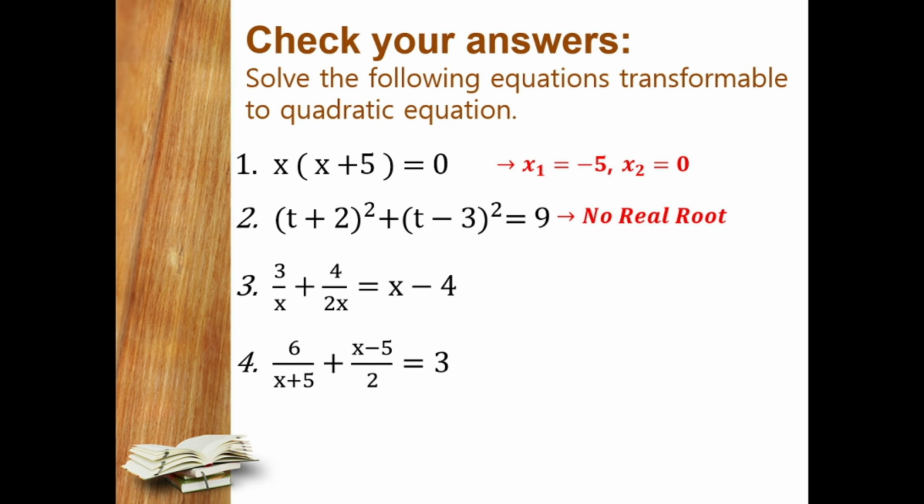How about number 3? You have 3 over x plus 4 over 2x is equal to x minus 4. You have -1 and 5. While number 4, you have 6 over x plus 5 plus x minus 5 over 2 is equal to 3. The solutions for the fourth equation would be the negative square root of 13 and positive square root of 13. Okay?